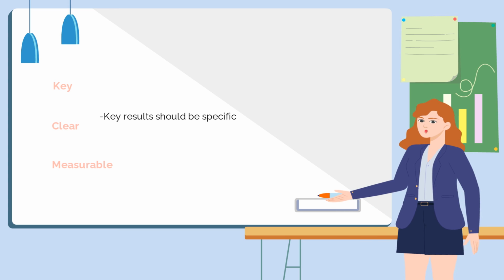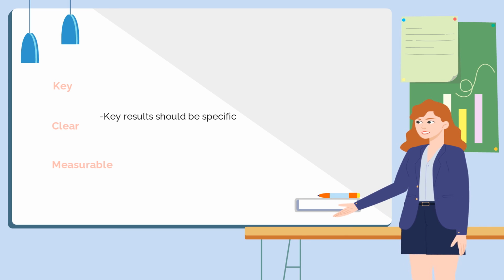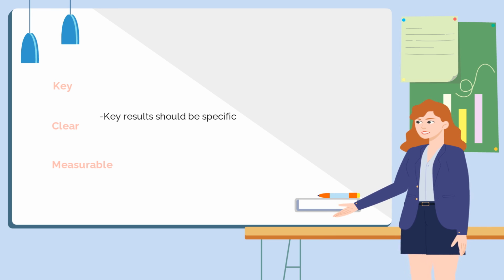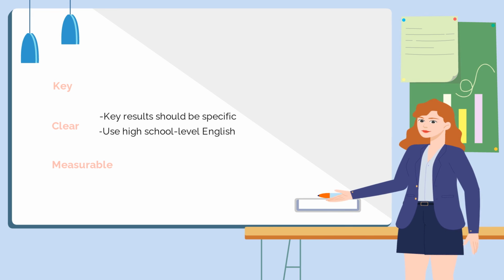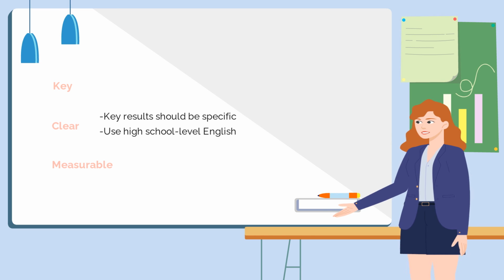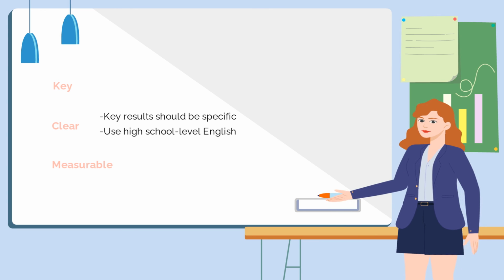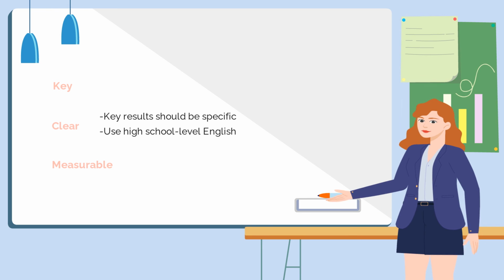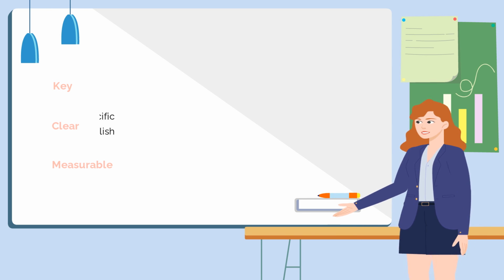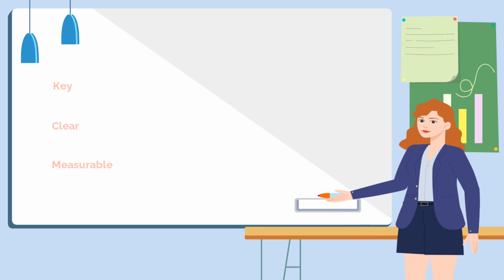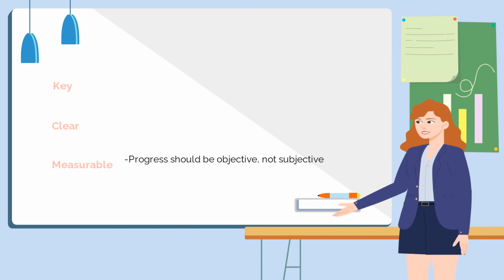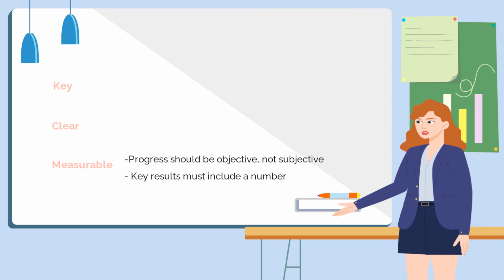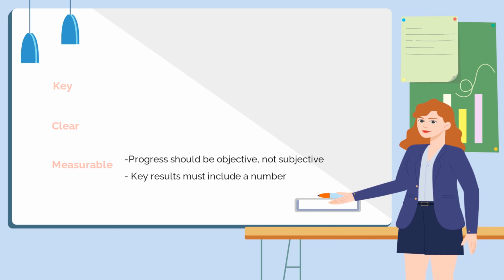Clear. OKRs should be specific. Clear and basic language creates an opportunity for others to understand and buy into your OKRs. A good rule of thumb is to use high school level English and avoid acronyms and jargon. Instead of "hit 8M in ARR," say, "achieve $8 million in annual recurring revenue, ARR." Measurable. Most importantly, OKRs need to be measurable. Progress shouldn't be subjective. Marissa Mayer of Yahoo says, "If it doesn't have a number, it's not a key result."